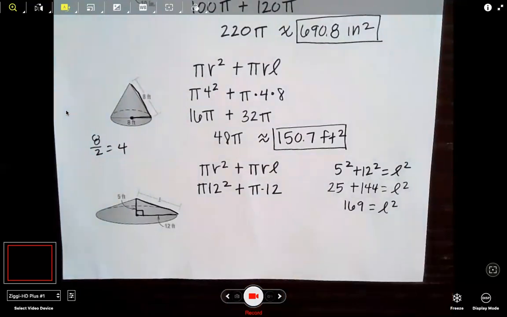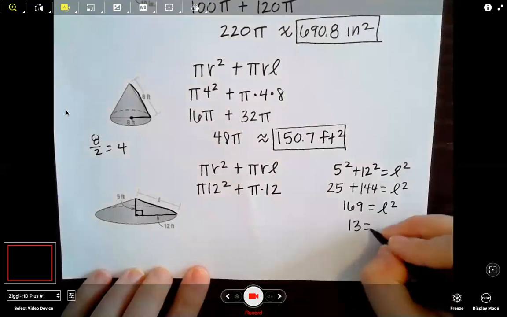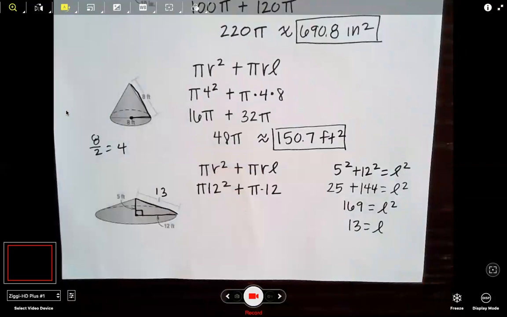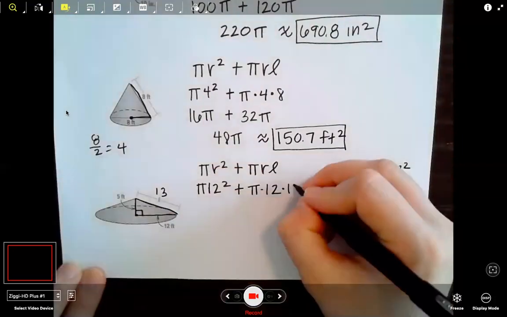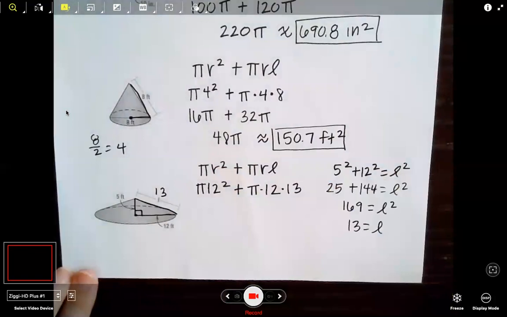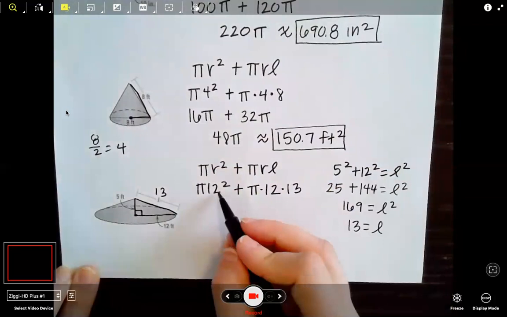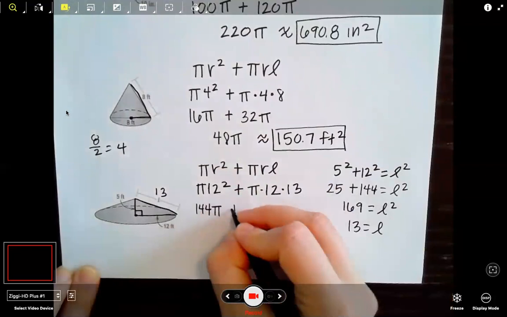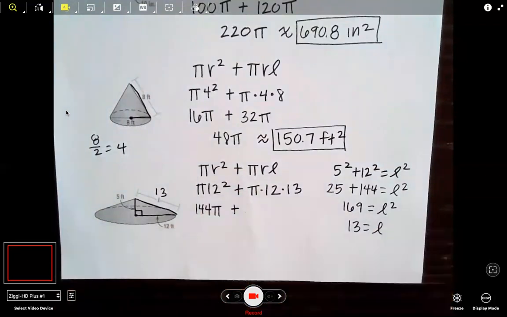Okay, do we remember what the square root of 169 is? 13. Yep. All right, so we just found our slant height to be 13. And now we can simplify like we've been doing. So we just said 12 squared was 144. But now we got to take 12 times 13. 156. Yep.